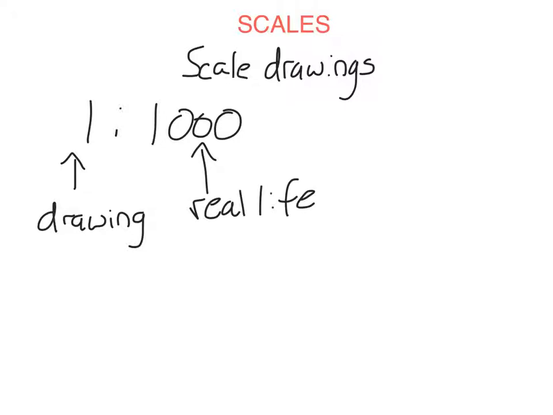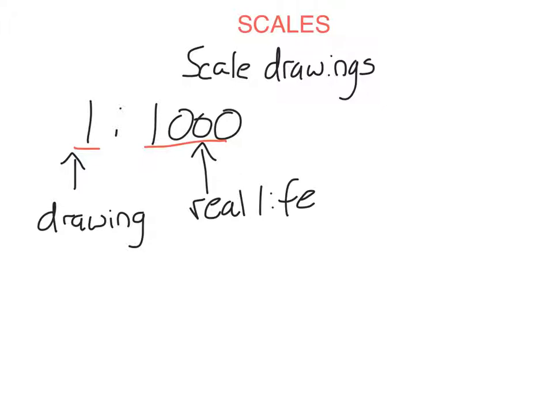So what this scale actually means, because it's talking about length, is for every 1 unit in the drawing, that represents 1,000 units in real life. So if you had a map, if you measured out 1 centimetre on this map, it would represent 1,000 centimetres in real life. If you measured out 1 millimetre, that would represent 1,000 millimetres in real life.